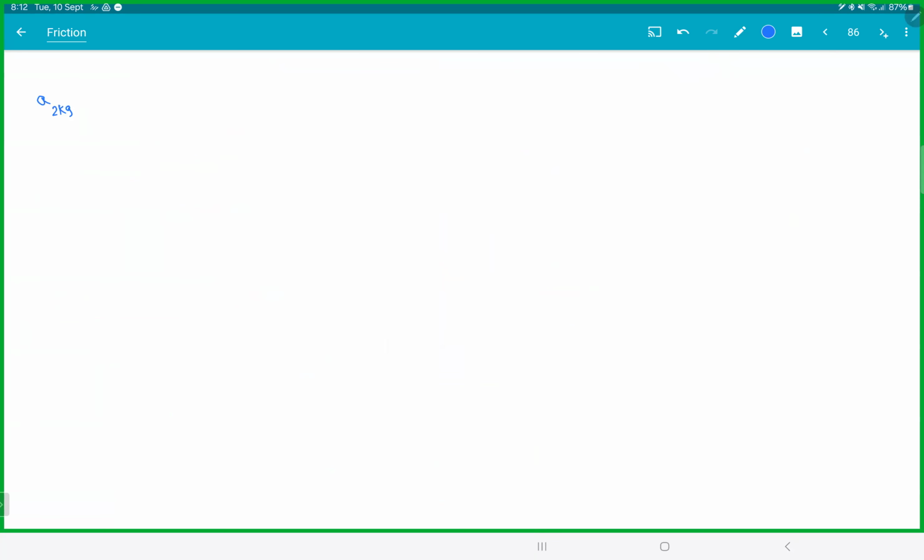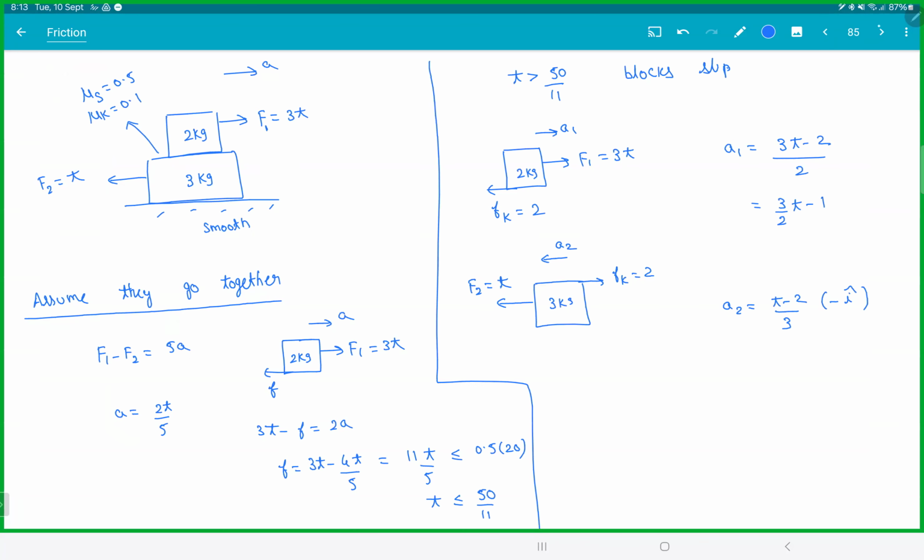For the 2 kg, first they're going together with 2t by 5 for t less than 50 by 11. For t greater than 50 by 11, the 2 kg acceleration became 3 by 2t minus 1. The 3 kg is also going with 2t by 5 for t less than 50 by 11. And this guy became t minus 2 by 3.